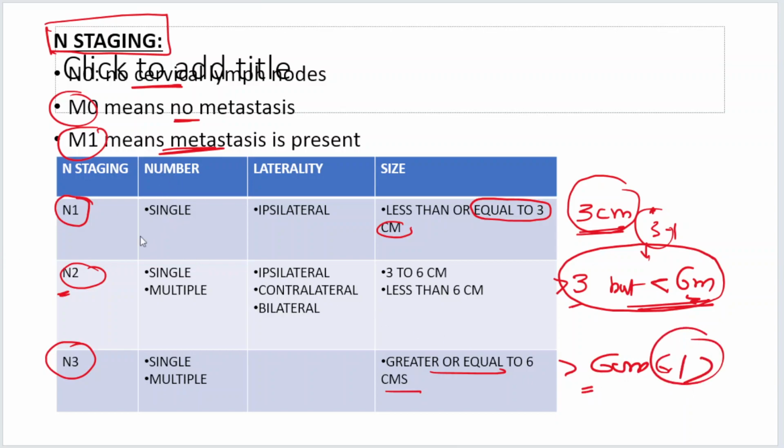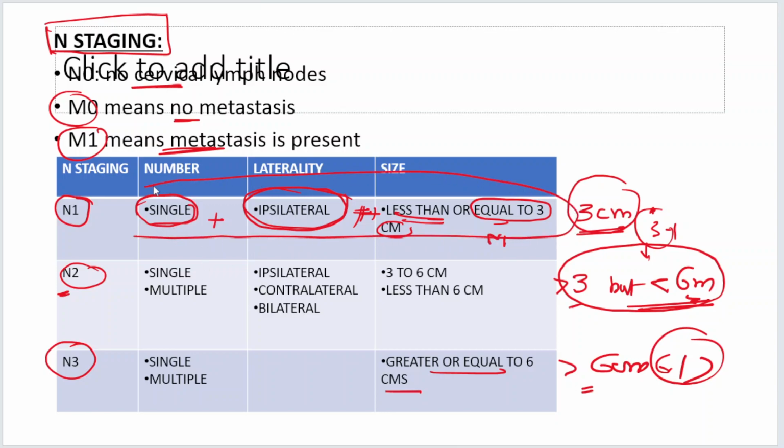Now coming to N1, here the disease is single. There is only a single lymph node, ipsilateral on the same side of the lesion, and it is less than or equal to 3 centimeters. So these three things have to come together: single lymph node, same side of the lesion, less than or equal to 3 centimeter, it is N1. Once this combination is crossed, suppose it becomes multiple, suppose it becomes contralateral, suppose it becomes bilateral, it goes to N2. Okay, so what did we understand? What did we say from the beginning?